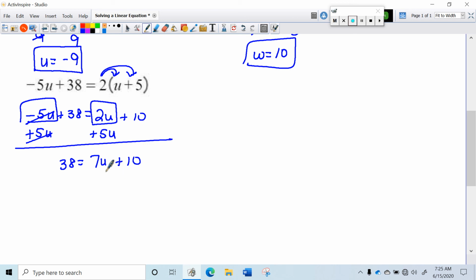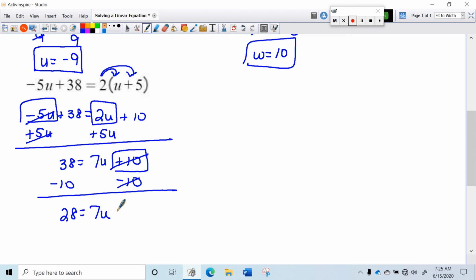Now the u is on the other side this time, but that doesn't matter. You're still trying to get that by itself. So I've got to get rid of positive 10. The opposite of positive 10 is negative 10. 38 take away 10 is 28 equals 7u. Opposites cancel. This is 7 times u. The opposite of times is divide. Divide both sides by 7. 28 divided by 7 is 4. Top cancels with bottom. And you don't have to have the variable out front. It can be behind the equal sign as well.